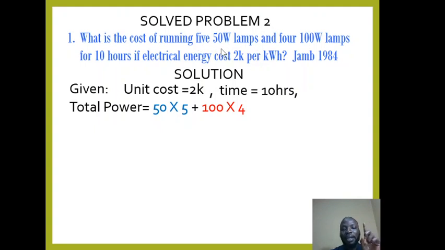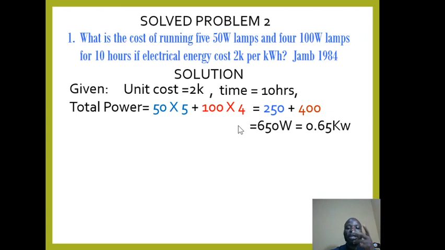So you just multiply the power given to you by the number it is attached to. That is 5 multiplied by 50. So in summary, 50 times 5 for the first lamp, then 4 times 100 for the second lamps. Adding the two of them together, you're going to have 650 watts. I told us already that the unit we use when dealing with power under this topic must be kilowatts. To convert to kilowatts, simply divide what is given to you by 1000. And 650 watts divided by 1000 gives us 0.65 kilowatts. So we have gotten the value of power.